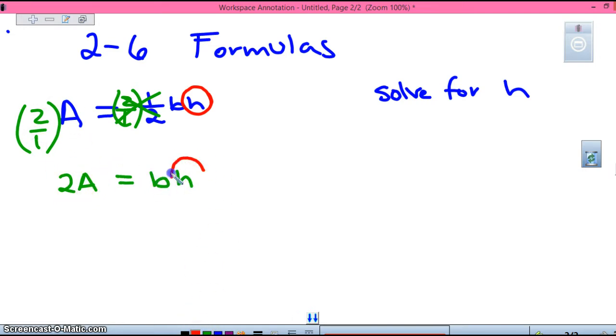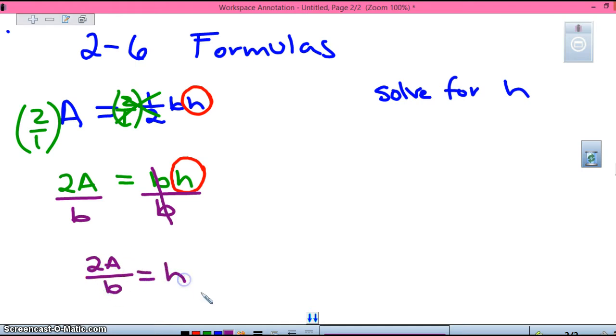Now our goal was to solve for h, so have we finished? No. What do we do to leave h by itself? What is the inverse? Divide. The inverse operation of multiplication is division. What you do to one side, you do to the other. That means that 2a, or 2 times the area, is divided by the base is equal to the height.